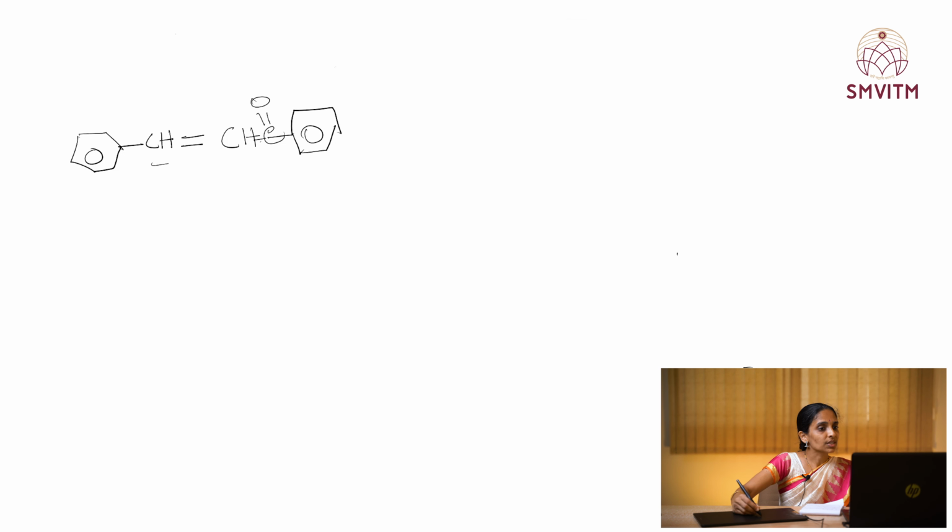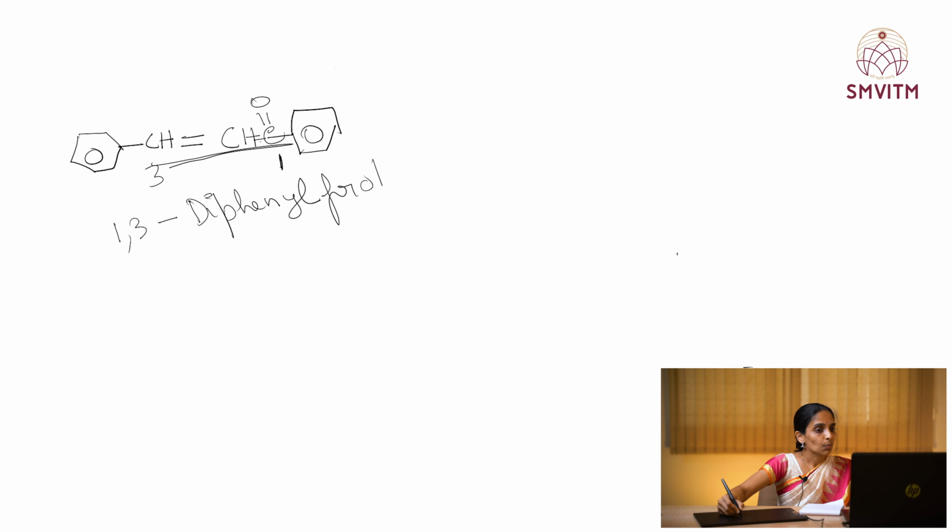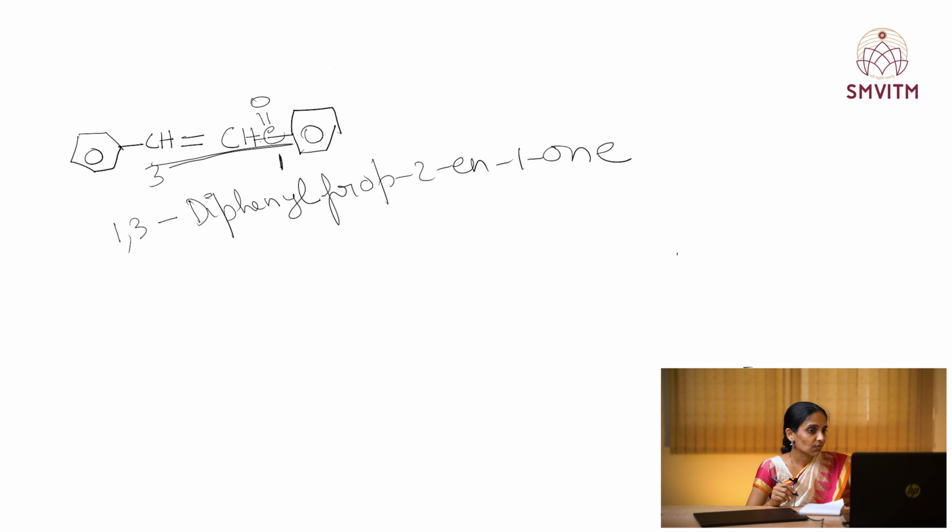And how do you name it? It is 1,3 diphenyl. There are two phenyl groups. 1,3 diphenyl prop 2-ene 1-one. 1,3 diphenyl prop 2-ene 1-one is the product name.